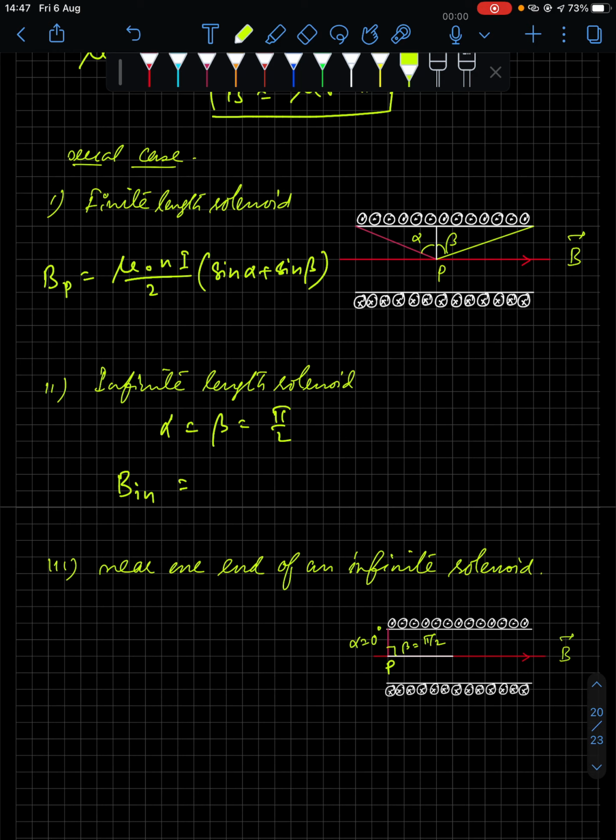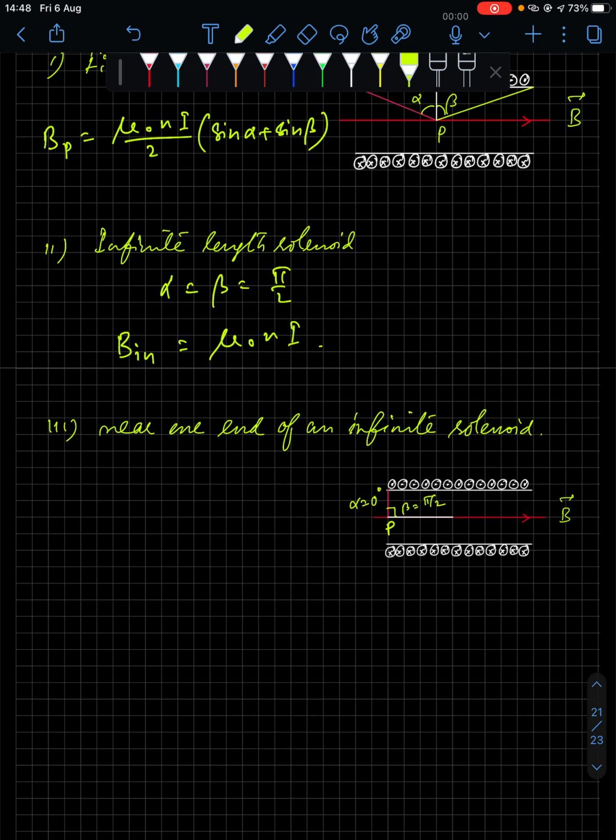Magnetic field inside an infinite solenoid, that becomes, now sine 90 plus sine 90 is 2, so 2 and 2 will cancel, right? So the relation which will remain is mu naught Ni. So this is the relation for magnetic field inside an infinite length solenoid.